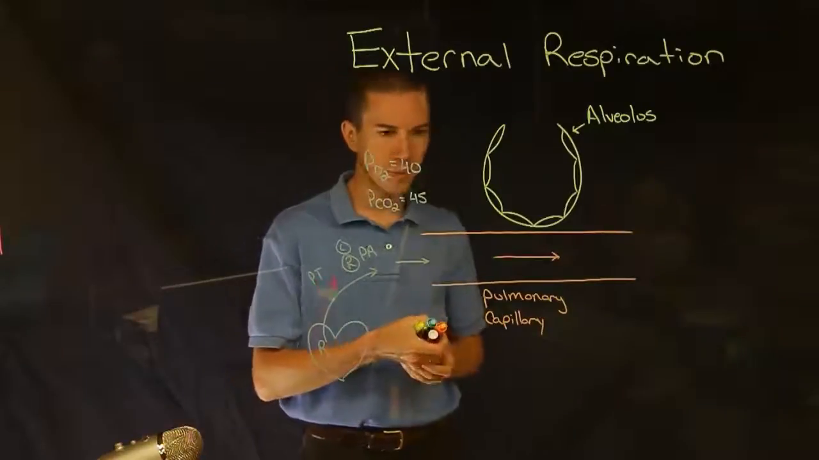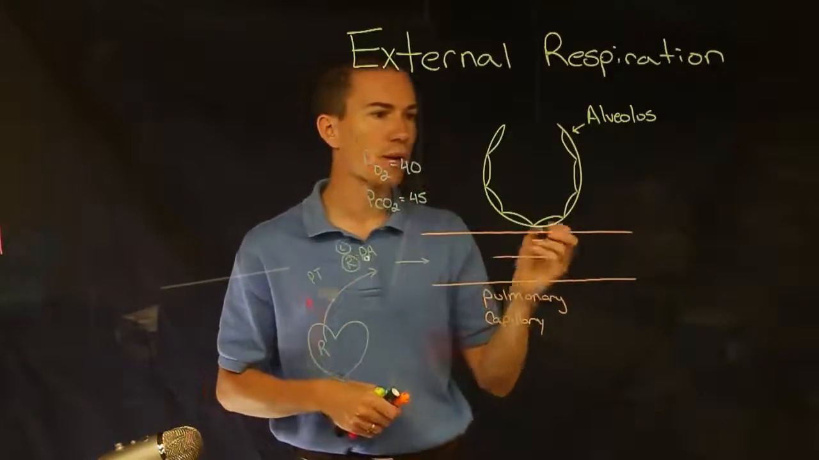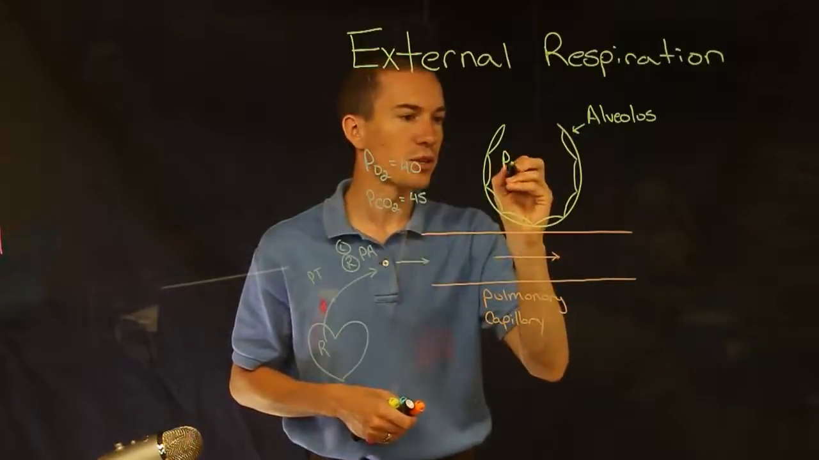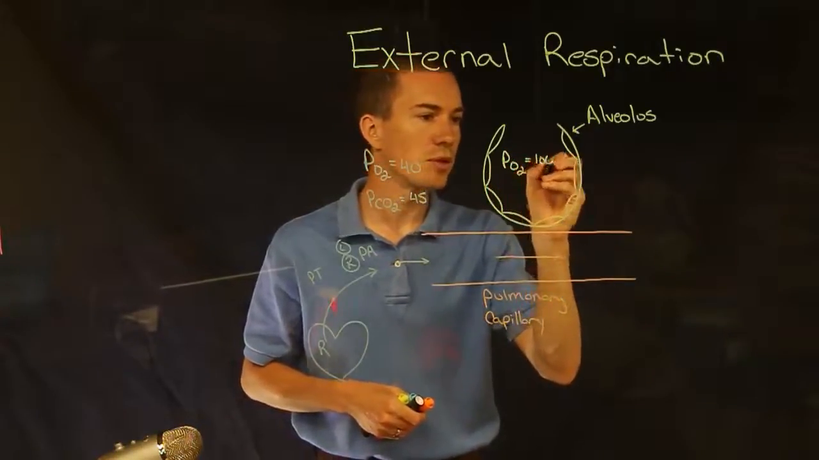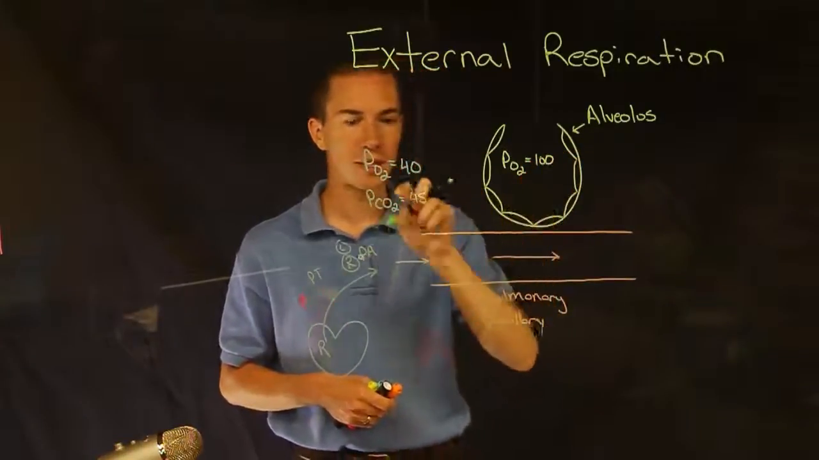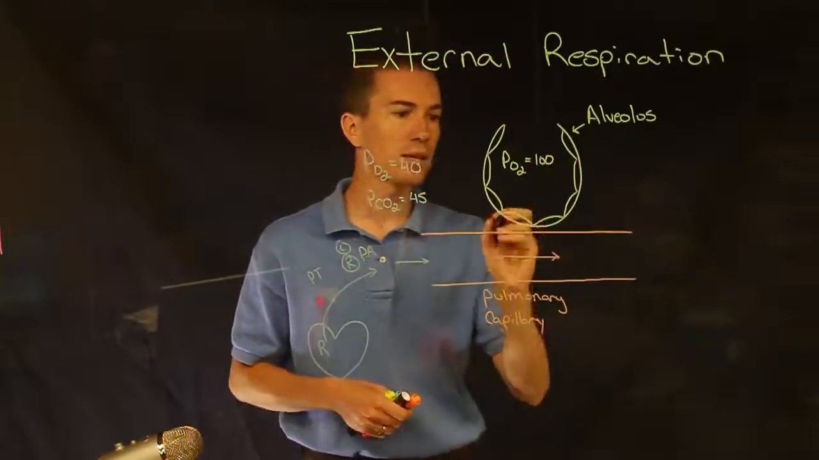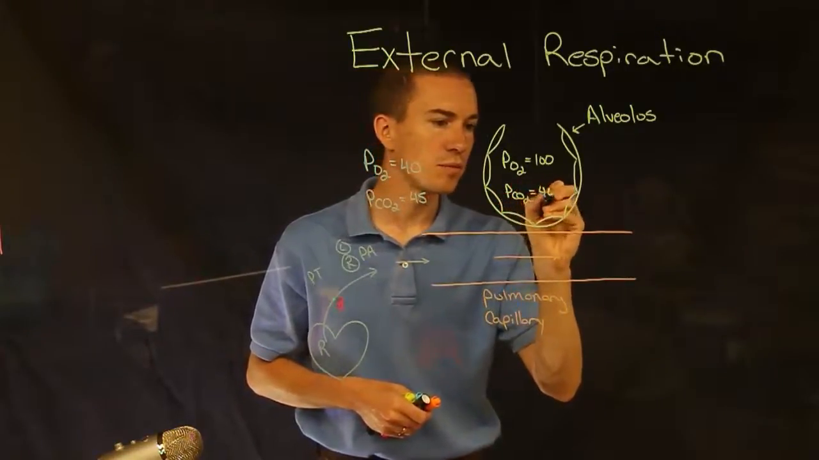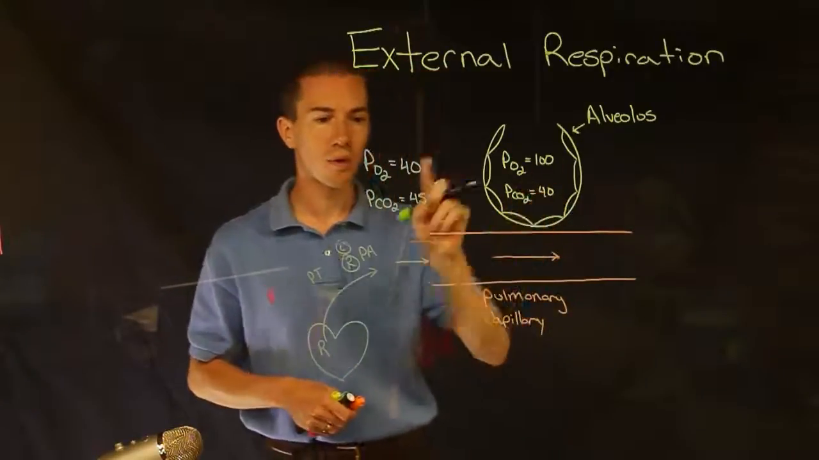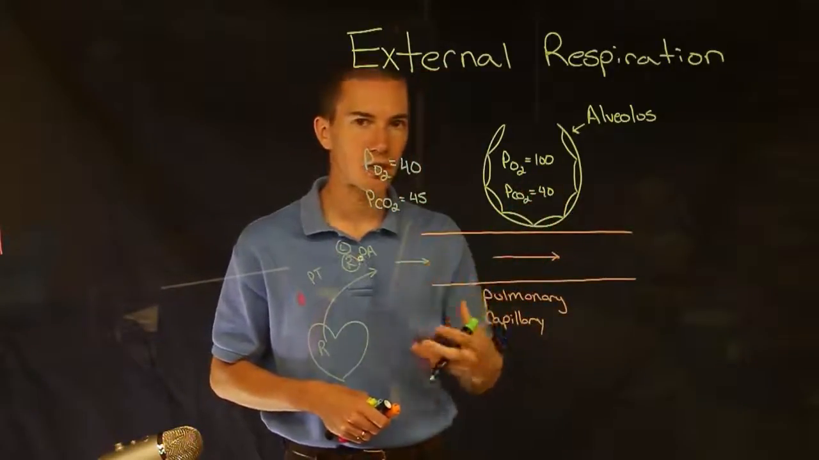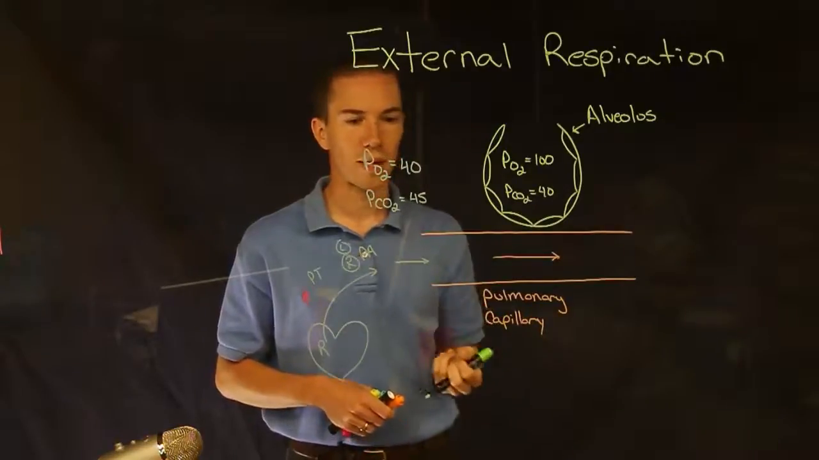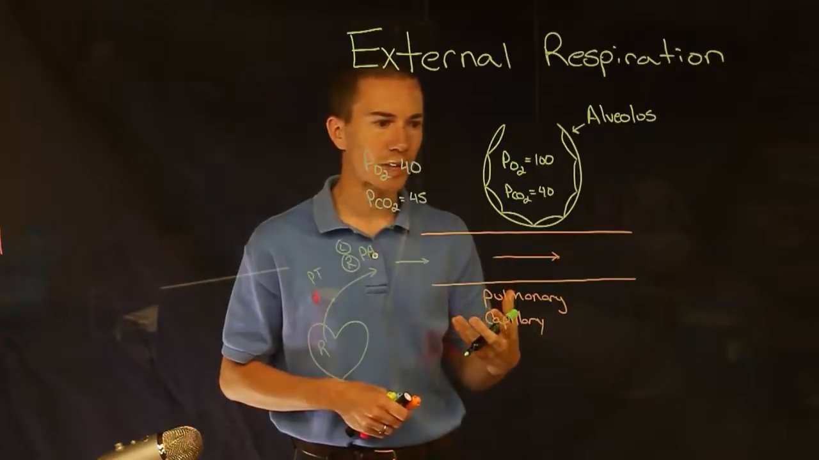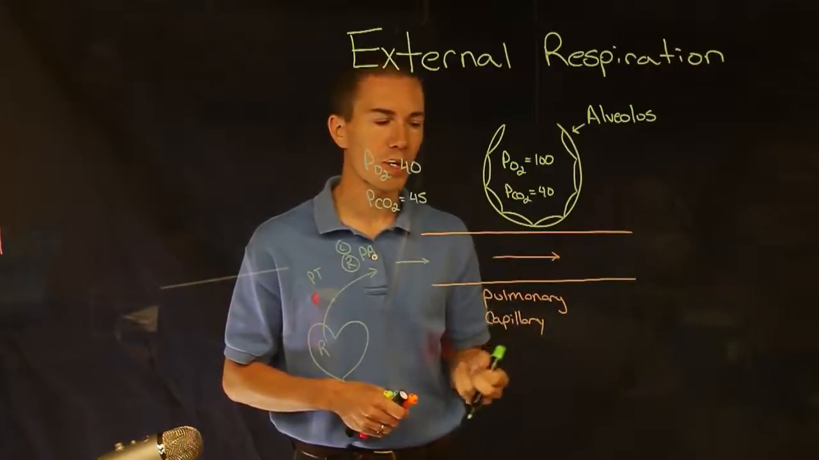Now, if we looked at the partial pressure of gases in the alveolar air, we're going to see a very different situation. The alveolar air has a partial pressure of oxygen equal to 100 millimeters of mercury, much higher than in this deoxygenated blood. And the alveolar air has a partial pressure of carbon dioxide equal to 40 millimeters of mercury, lower than the partial pressure of carbon dioxide in this deoxygenated blood that is entering the pulmonary capillary. And that sets up the gradient that is going to be utilized when gases diffuse down their partial pressure gradients.